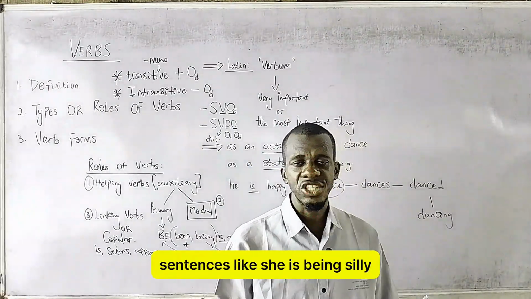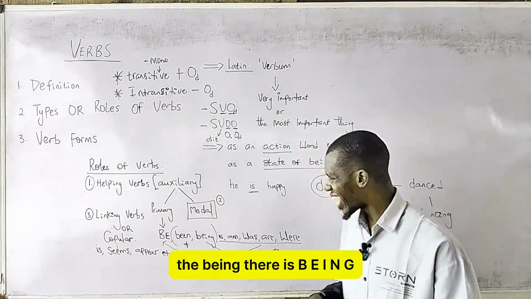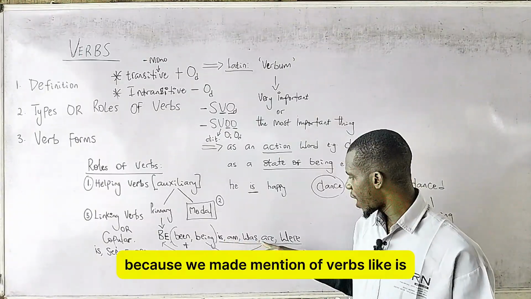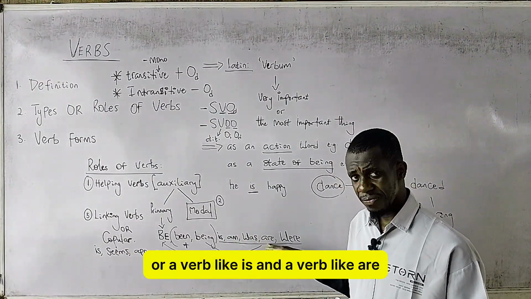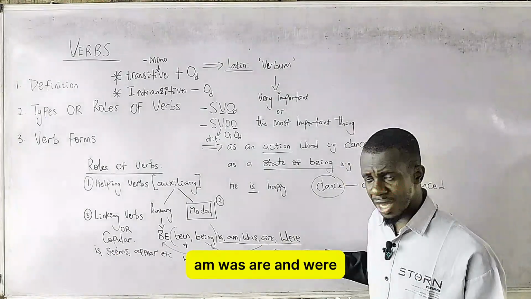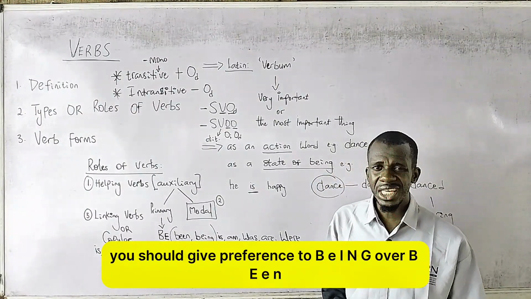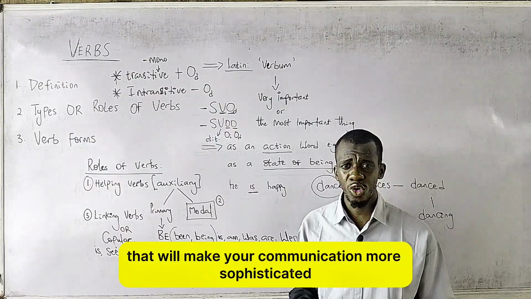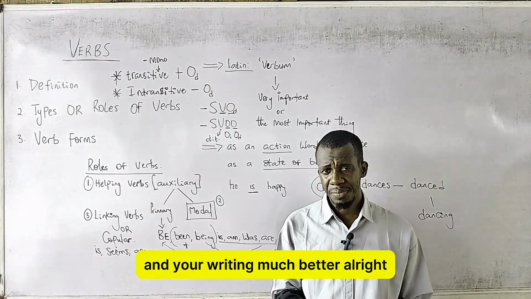Sentences like she is being silly. You are just being naughty. The being there is B-E-I-N-G because we made mention of verbs like is and verbs like are. Do you see that? So whenever the verb is is, was, are, and were, you should give preference to B-E-I-N-G over B-E-E-N. These are basic syntax rules that will make your communication more sophisticated and your writing much better.